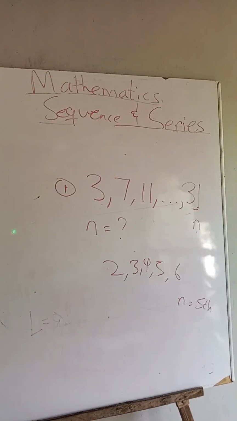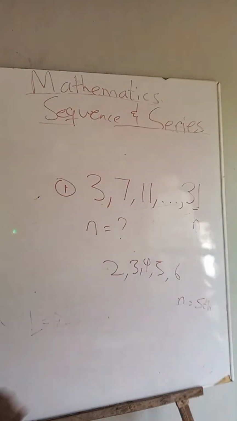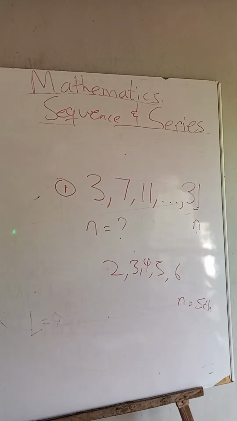Are you done? So you are using the last term. You are finding the number of terms. The number of terms, that is the n. Now you have been given the last term. You are finding the n. You have the first term. You have the d. Oh, this is just simple. This is very simple.